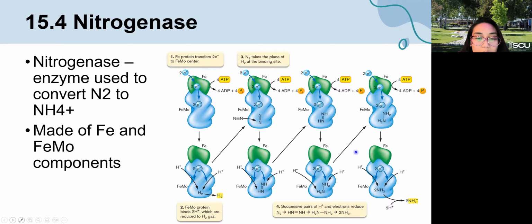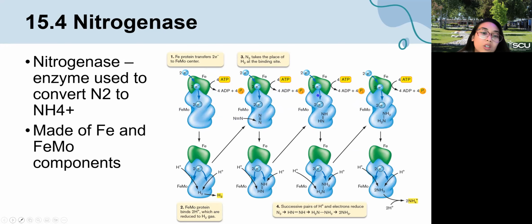Again, you don't really need to know this entire process, but I'm just kind of going to follow through with this diagram real quick. So basically, this is the complex or protein, and it's going to take in an N2. Remember that N2 is N triple bonded to another N. That's the gas, right? And then it starts, of course, this whole process uses a bunch of ATP. Notice that it's like 4 ATPs just for all of this.